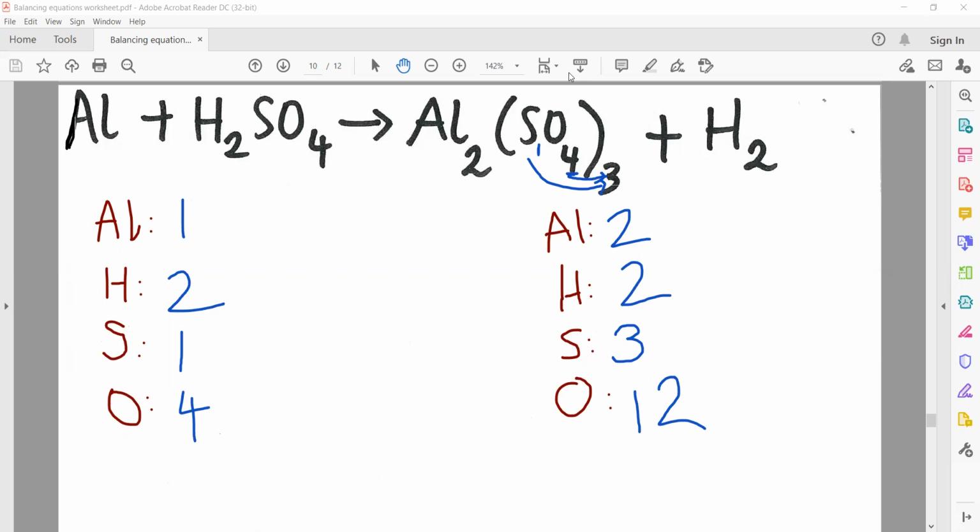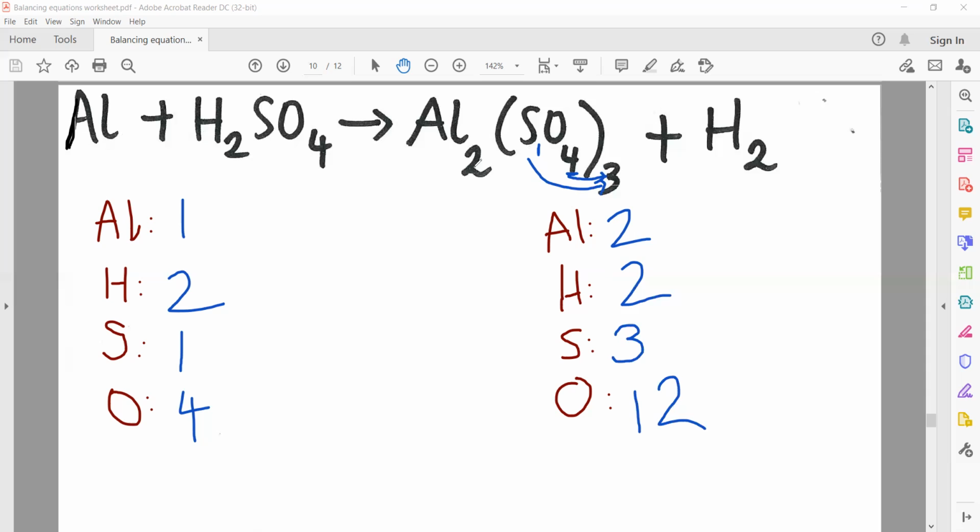So all we really need to do now is go through it sequentially, or just look at which one stands out to you the most to begin with. To me, the easiest one to deal with is aluminium first, because aluminium is all by itself on this side. It's not attached to another compound. So it's always good to deal with the ones that are by themselves, like single elements or single atoms, rather than dealing with the bigger ones. We'll deal with this part later. Let's deal with aluminium first.